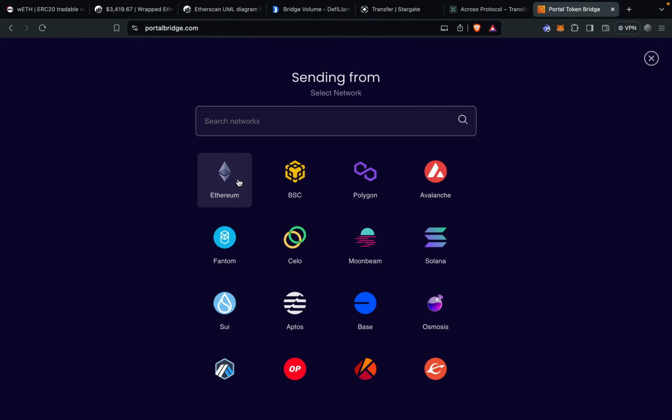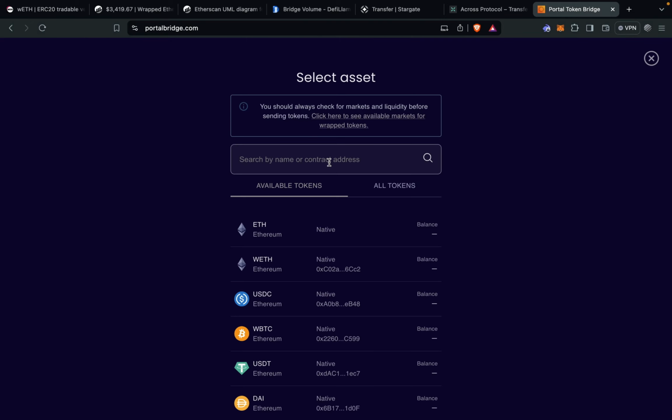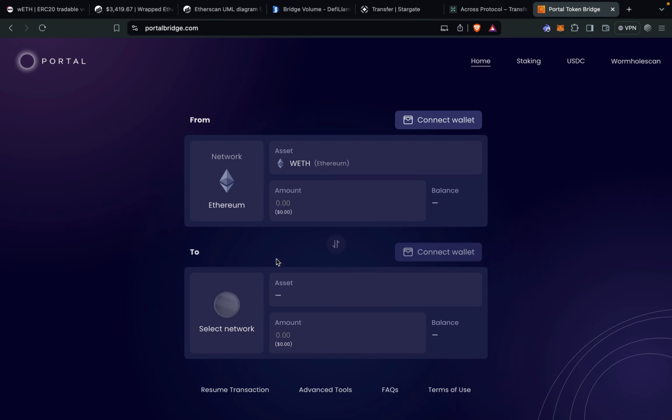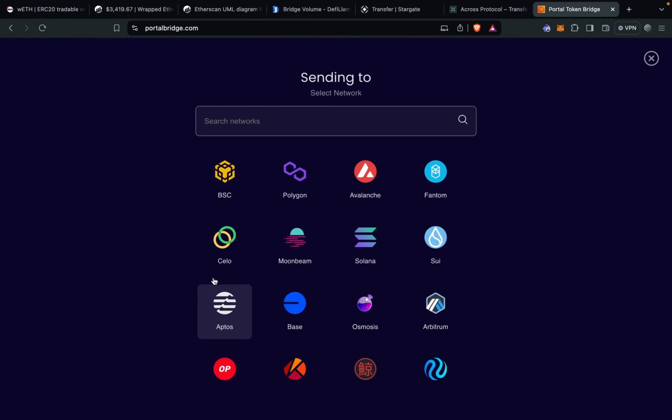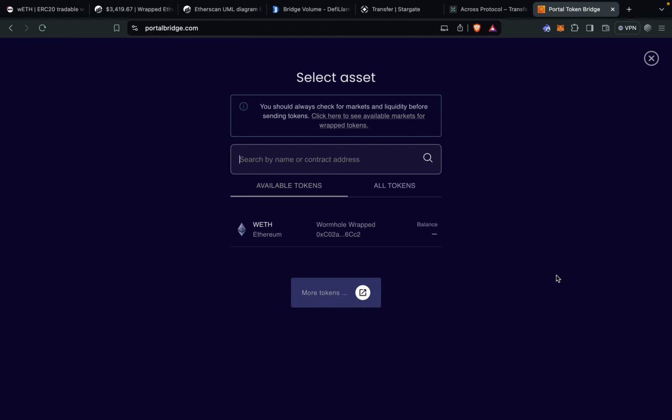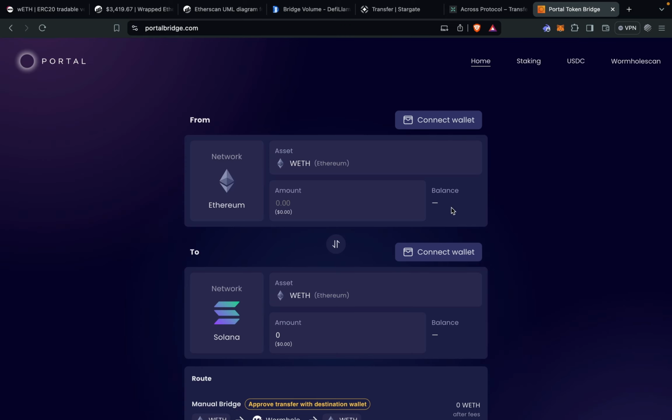Similarly, in Portal, you can select your source network, you can select the asset. You can see that wrapped Ether is here, and then you can select your target network, let's say Solana, and you can see that you have a version of wrapped Ether on Solana, which is Wormhole wrapped Ether. So you can select that and then you can transfer your wrapped ETH from Ethereum network to Solana. I leave the link for these bridges in the description below. Do take out some time and play around with these bridges so that you know which protocols support wrapped Ether.